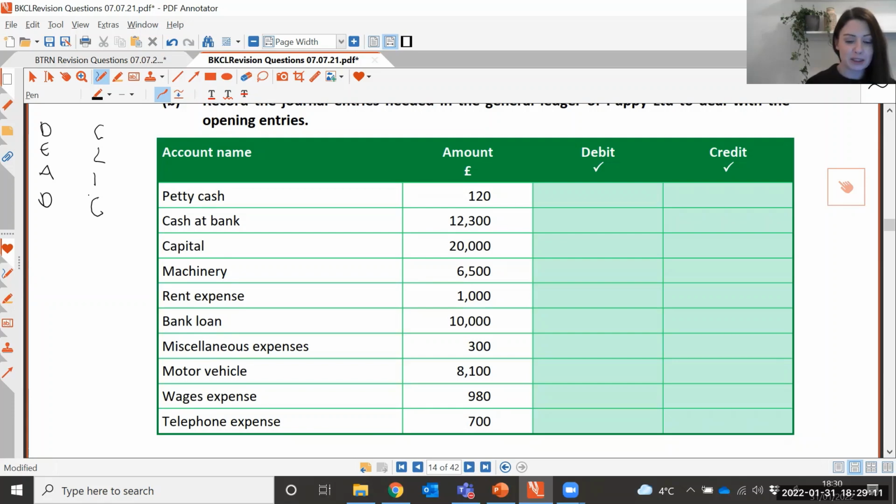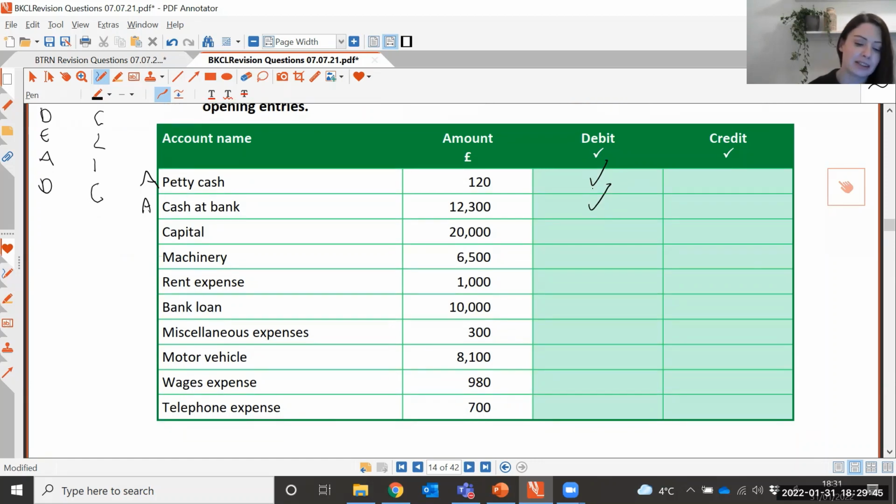Yeah, so the first one, petty cash. Yeah, it is an asset. Yeah, and you were right to say it is a current asset. Yeah, so would that be a debit or a credit? A debit, yeah, because it falls onto our dead side. What about cash at bank? Yeah, it's also an asset, so it would be a debit. Good.